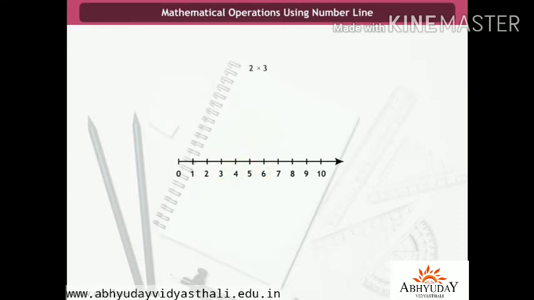Let us now find out the product of 2 and 3. We know that the distance between 0 and 2 is 2 units. Now as we need to multiply 2 with 3, we move 3 times this distance. We reach 6. So, 2 into 3 is 6.